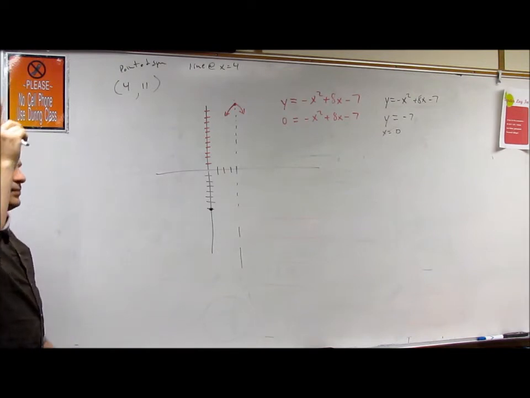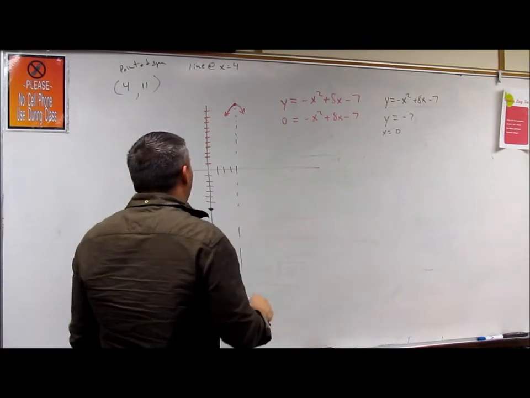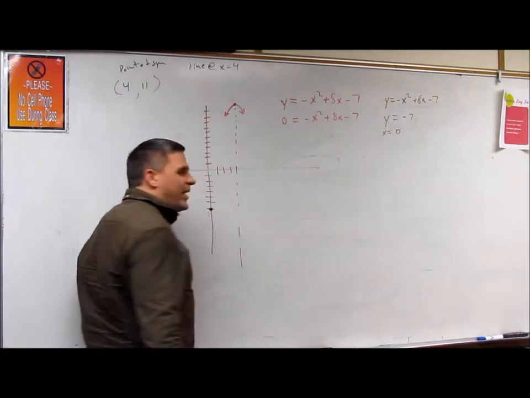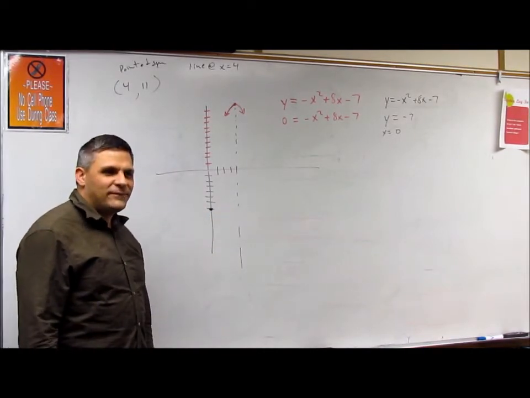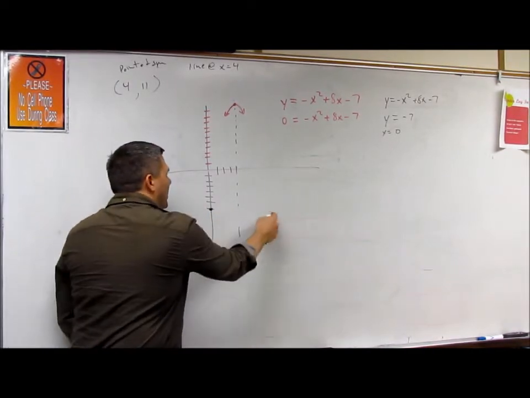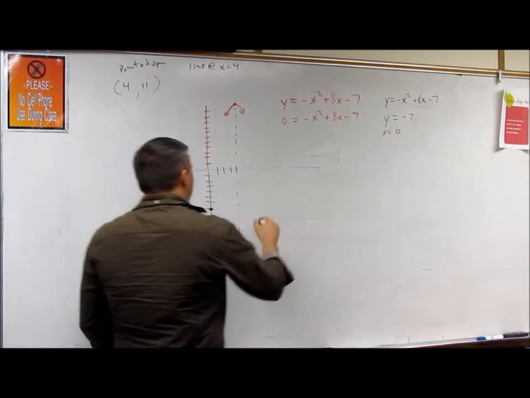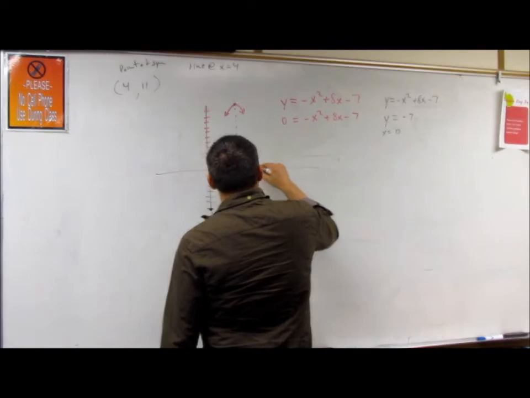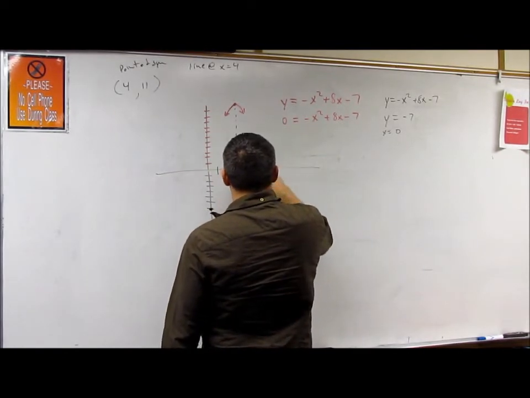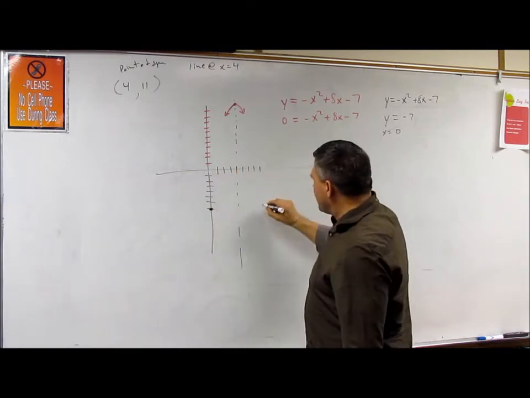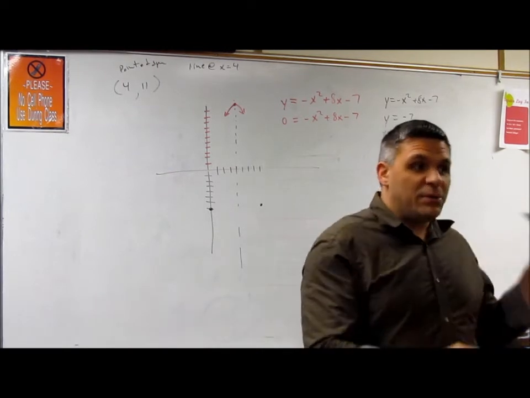But wait a minute. Beyond that, if I know they're symmetrical, how far away am I from the line of symmetry? 4. So how far over here is it going to be before I'm back at negative 7? 8. So I should be 1, 2, 3, 4, 5... wait. 4, 5, 6, 7, 8. So right here should be my other point, right? Should be. I didn't prove it yet.